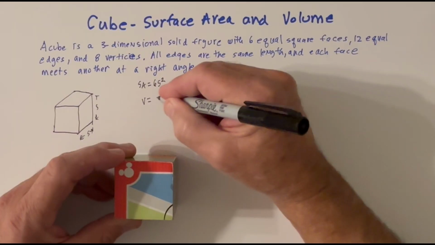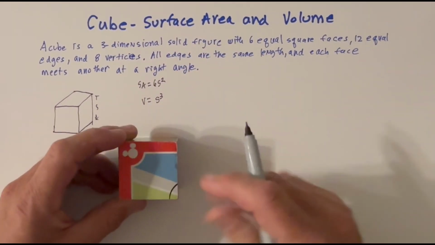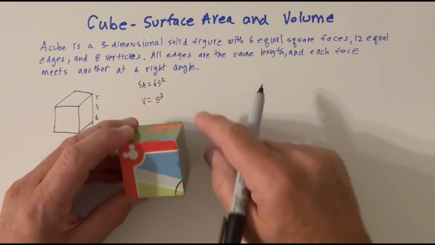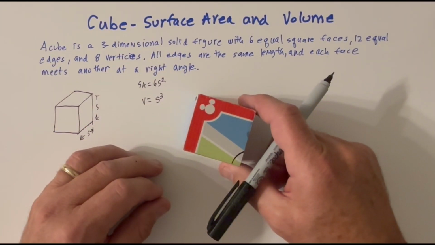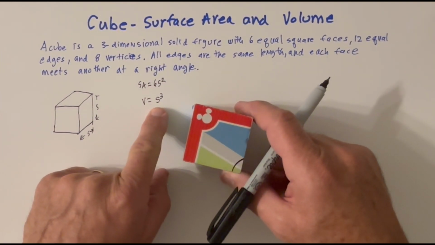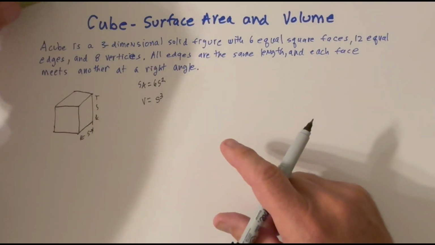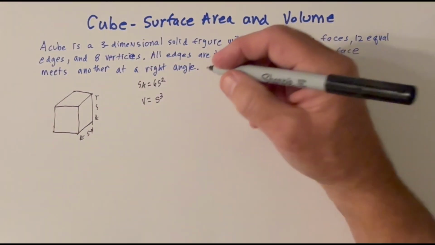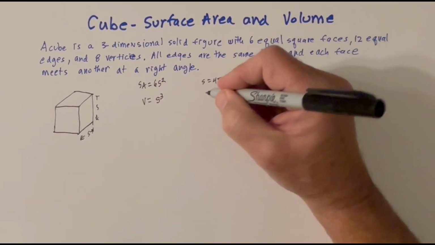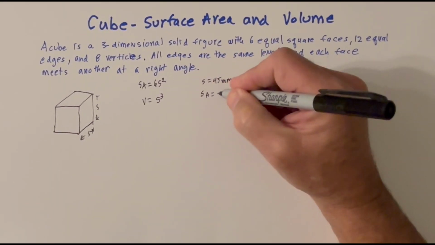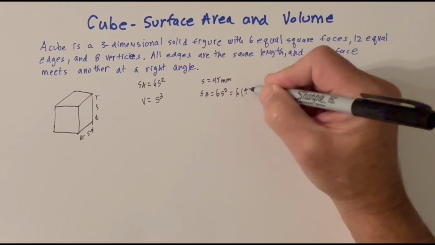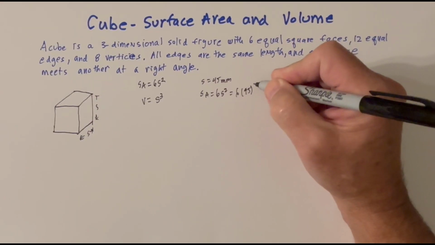And our volume is just going to be S cubed, because the length times the height times the depth determines the volume of an object, a square object like this, or a rectangular object. And so it's just S cubed. Now, we measured just a second ago that S was equal to 45 millimeters. So the surface area now is going to be 6S squared, which is 6 times 45 squared.